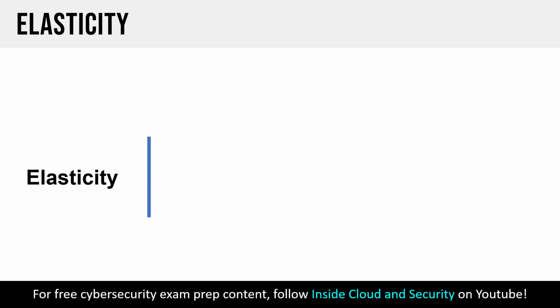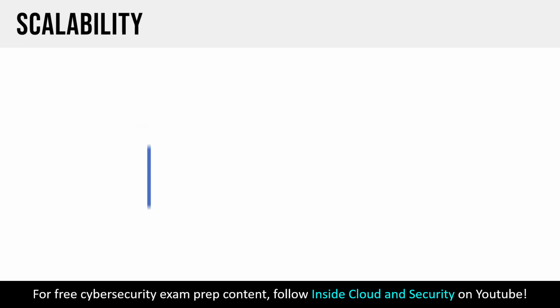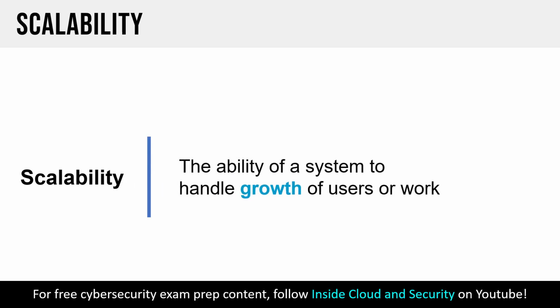So elasticity is a concept that may come up on the exam. This is the ability of a system to automatically grow and shrink based on application demand. So dynamic scaling in both directions. And then we have scalability, which is the ability of a system to handle growth of users or work. So scalability really speaks to the top-end processing capability of work of an application or a service, where elasticity is really talking about services' ability to dynamically respond to increases or decreases in demand.